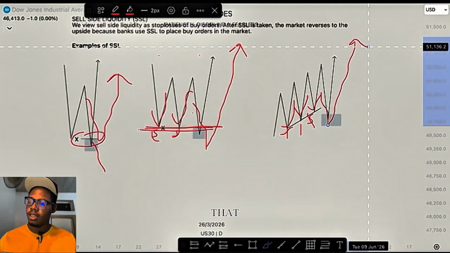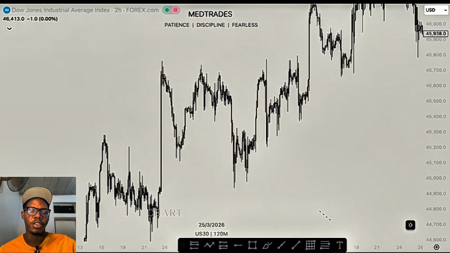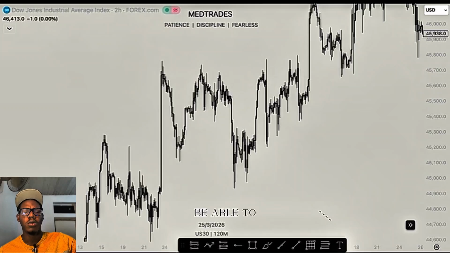So that is that. Guys, let's move over into the chart and go through some chart representations for us to understand how to spot out this liquidity and be able to use it as an advantage.